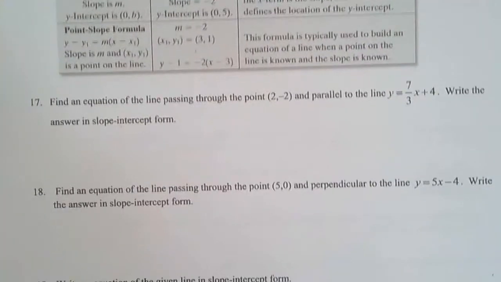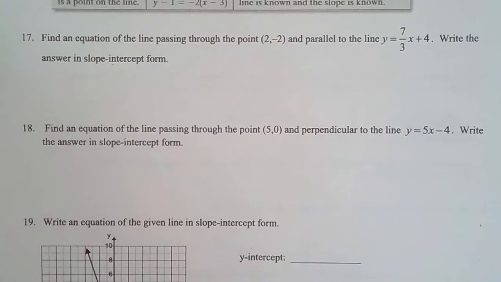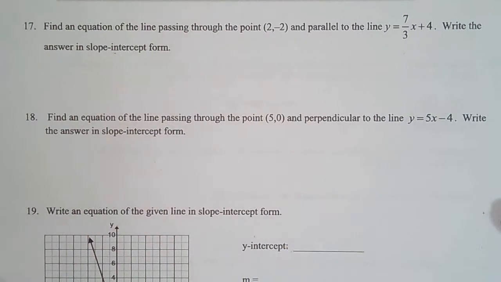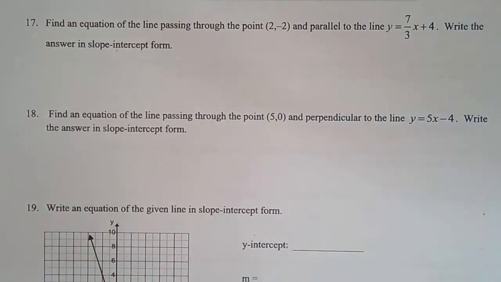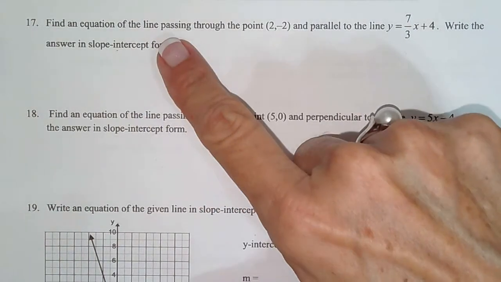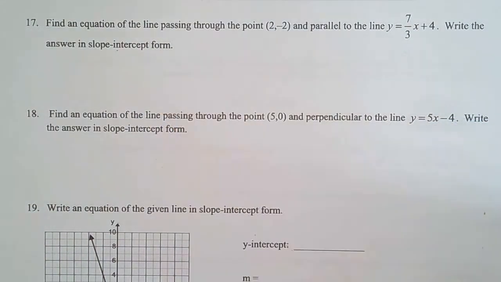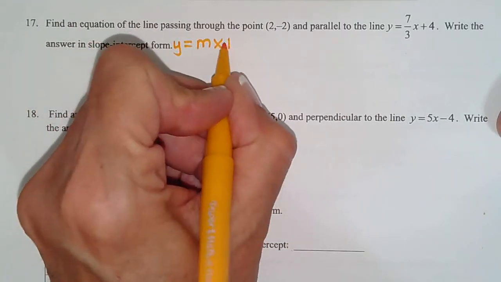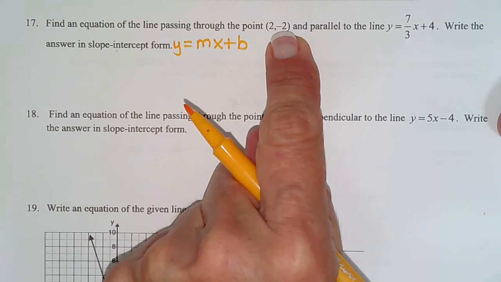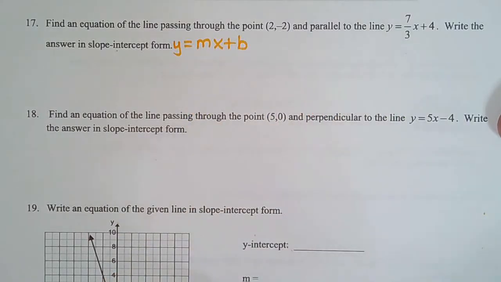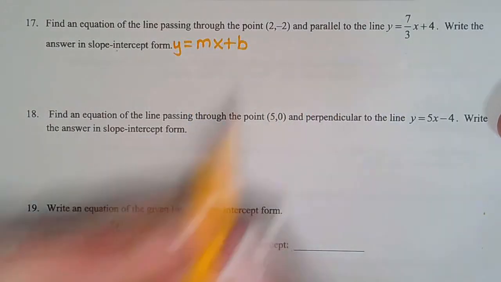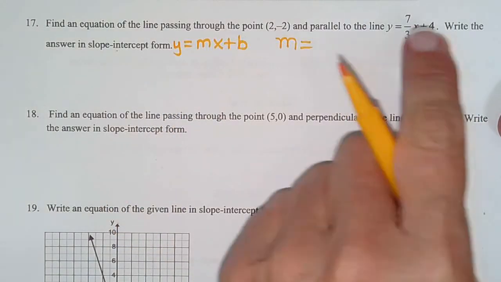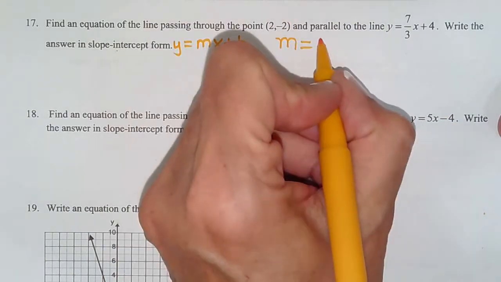So then we have a couple oddball problems, like kind of cool things that make you think a little bit. I like these kind. I usually put at least one on a test. Find the equation of the line in slope-intercept form. So that means my final answer has to look like y equals mx plus b. Here's my point, and it's parallel to this. So I need a slope. So what slope am I going to use if it's parallel to that line? Same slope, right? 7/3.